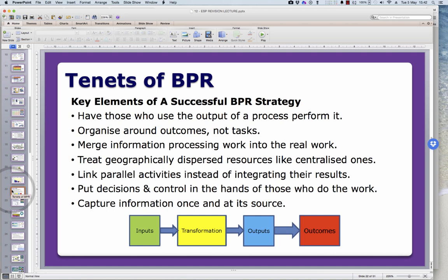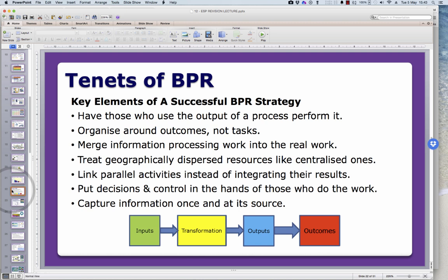Tenets of BPR. So we also looked at in BPR what are the key elements of a successful business process re-engineering strategy, and some of those are getting the people who use the output of a process to go upstream and try to make that process and see if they can recommend things that would improve it and would make their life easier as well when they're receiving what comes out of that process. Organise around outcomes, not tasks. So you want to have the outcome happen, not necessarily what tasks make it. So that shows you can improve the tasks really.